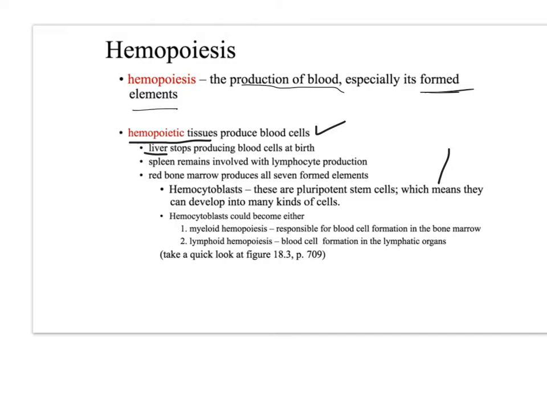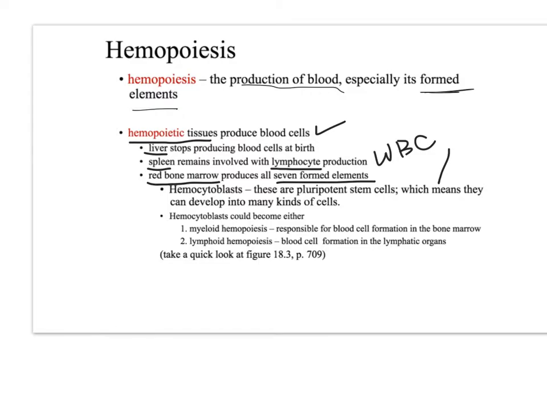Then the spleen is going to make white blood cells, so lymphocytes. It's going to be involved in that. Red bone marrow is going to make all of them. So it makes all of them.